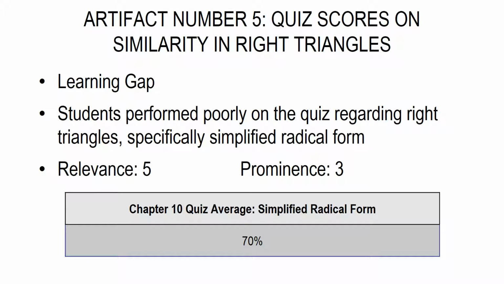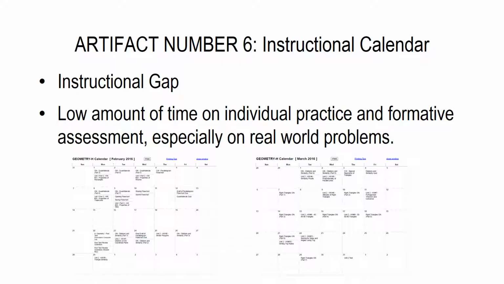For the 5th one, we looked at the quiz scores on the similarity and right triangles. This was a learning gap looking at the quiz average, and we rated this as a relevance of 5 and prominence of 3, meaning that it was kind of 50-50, half the students got it, half the students didn't really get it, and we saw that students were performing lower on this quiz, especially when compared to the overall macro data that we started with.